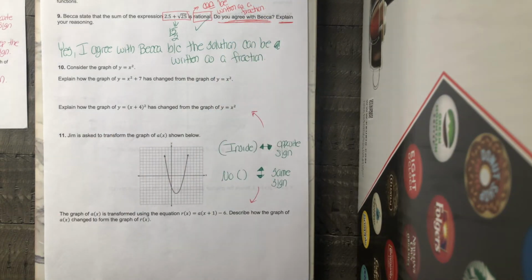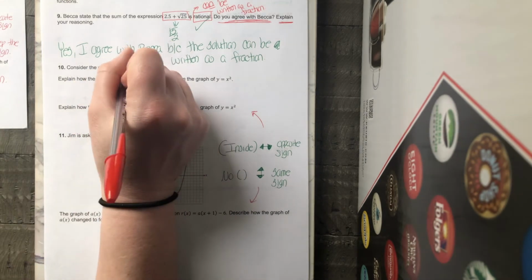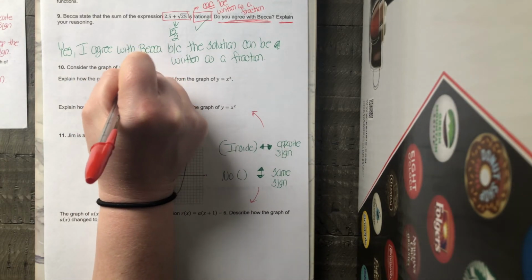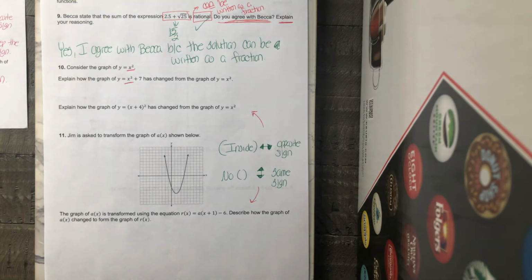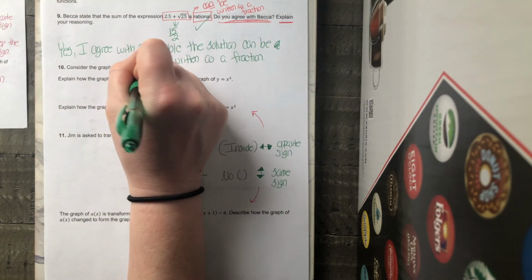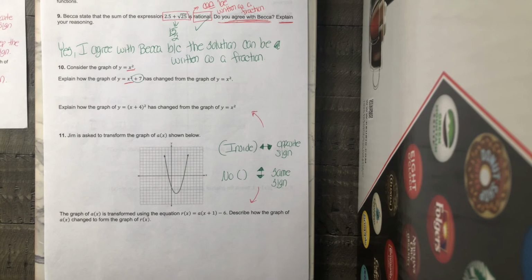Awesome. All right, here we go, number 10. Consider the graph y equals x squared. Explain how the graph y equals x squared plus 7 has changed from the original, which was just y equals x squared. So originally we had y equals x squared, but now it's changed because we have that plus 7 added on to the end.